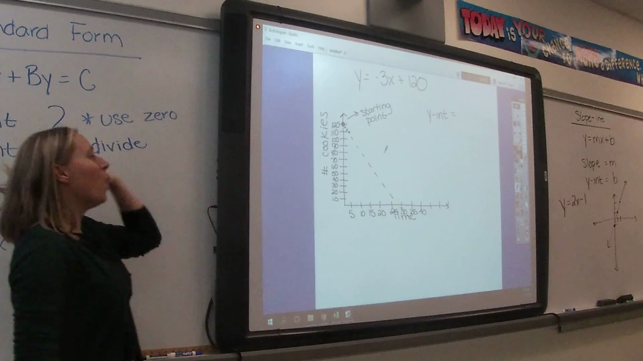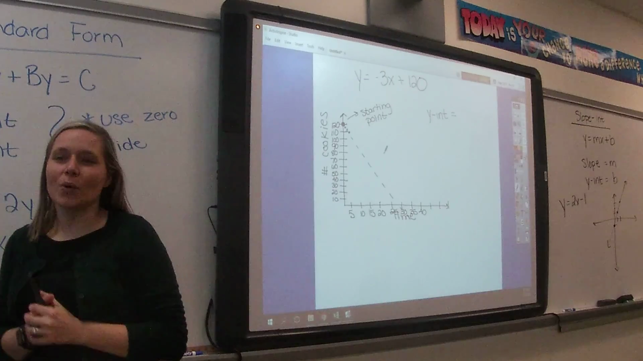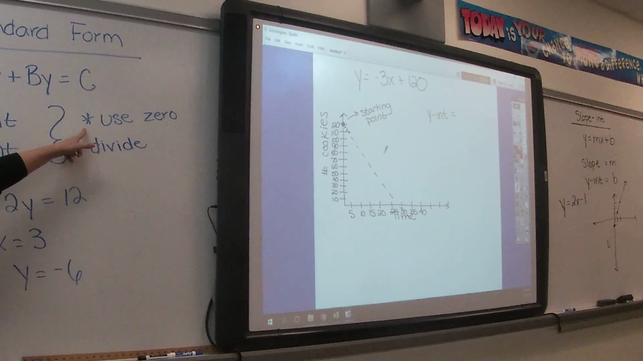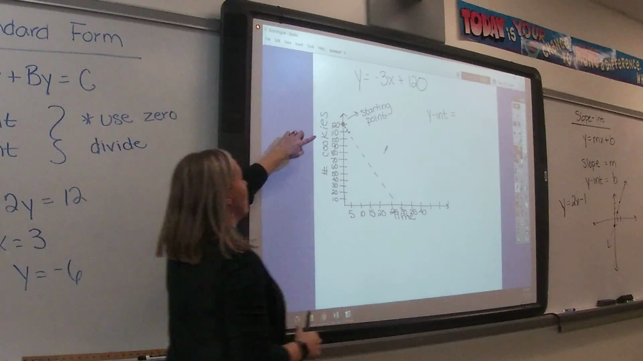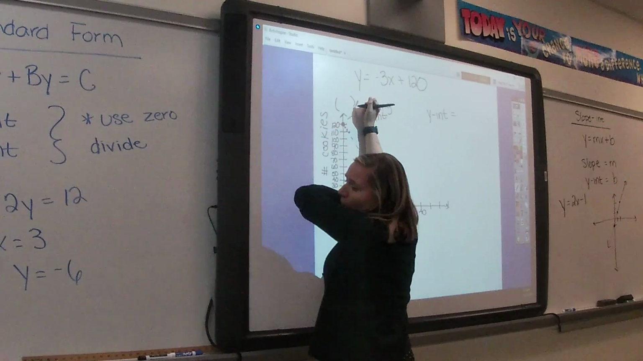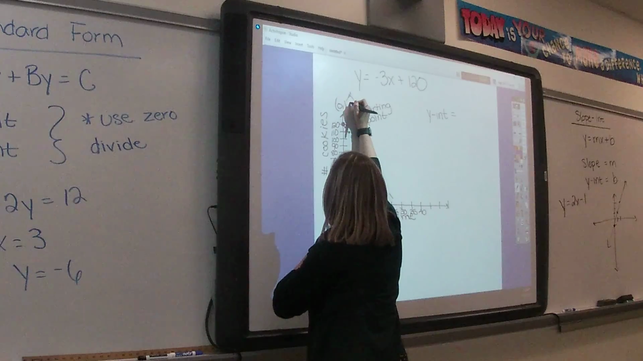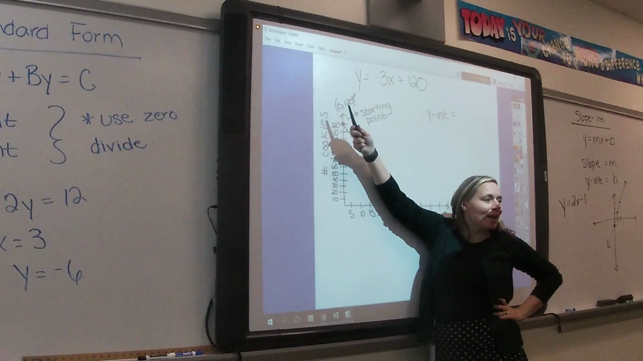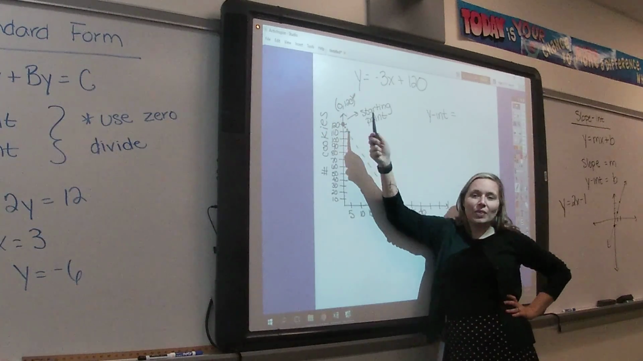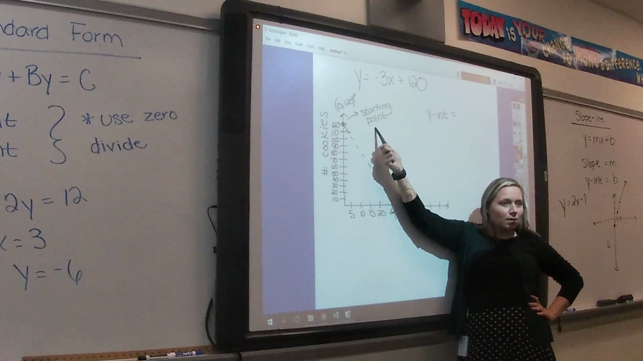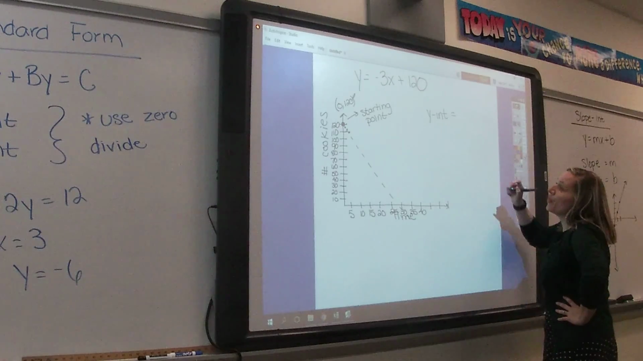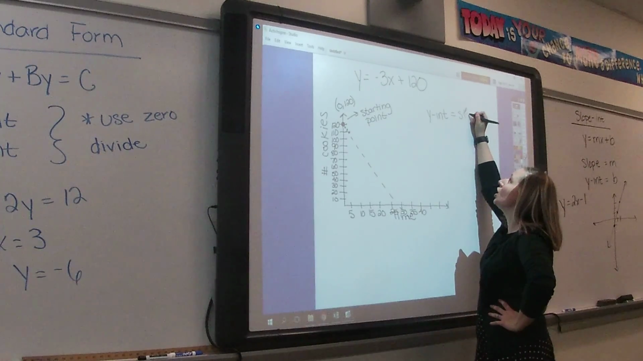But we know a y-intercept always has an x value of what? 0. A y-intercept always has an x value of 0. So this is the ordered pair 0, 120. When no time has passed. That's why this gives us a starting point, because our x value has to be 0. So in this situation, it's telling us the starting number of cookies.